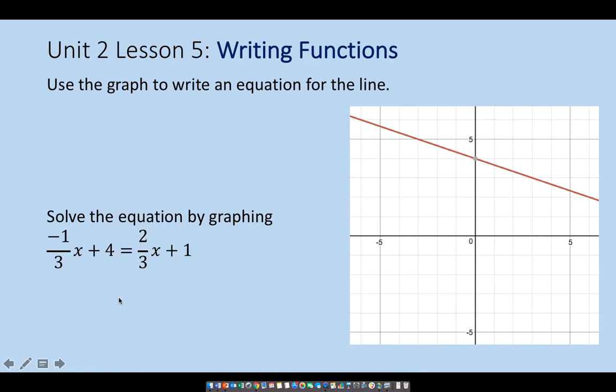It says use the graph to write an equation for the line. So here I'm writing an equation from a graph. Basically, I'm just identifying the slope and the y-intercept, and I'm going to put it into that form. So y equals mx plus b. I need to know the slope. I need to know the y-intercept. Both of these things I can take a look at my graph and find.